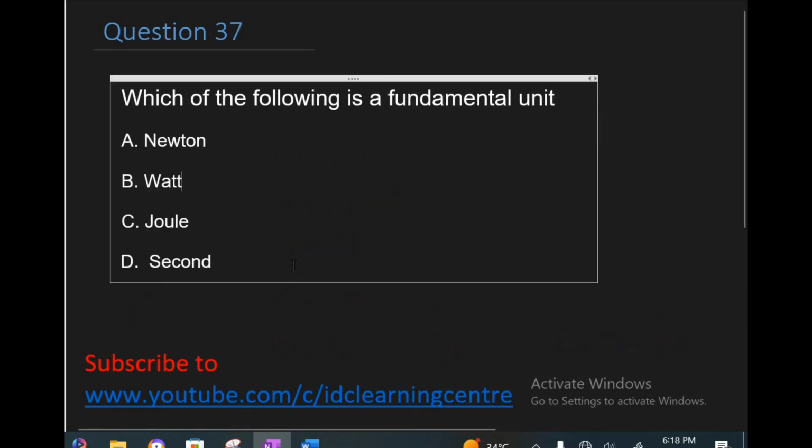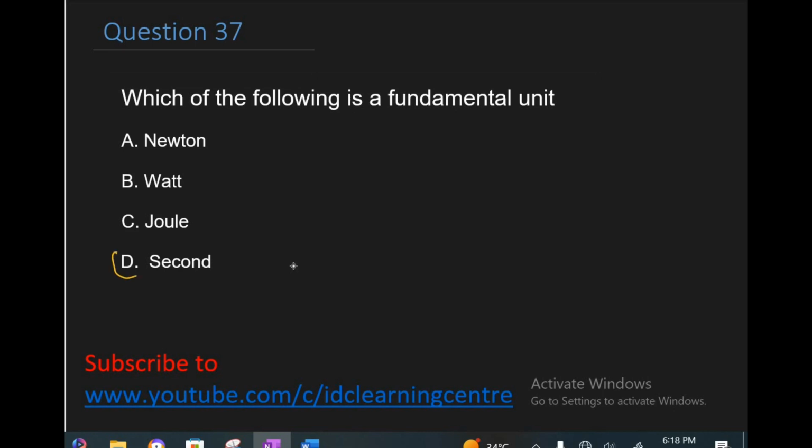Okay. Right, so the next question is question 37. Which of the following is a fundamental unit? A. Newton, B. Watt, C. Joule, and D. Second. So which of these is a fundamental unit? Alright, option D is the correct answer for this question.